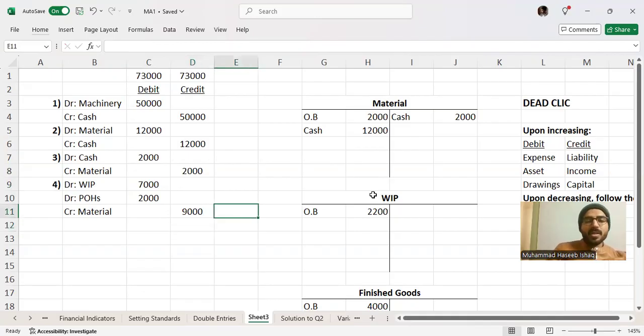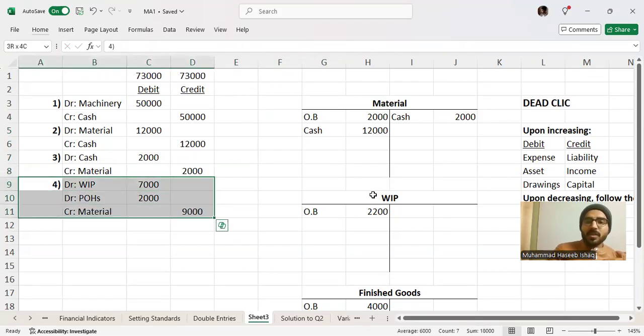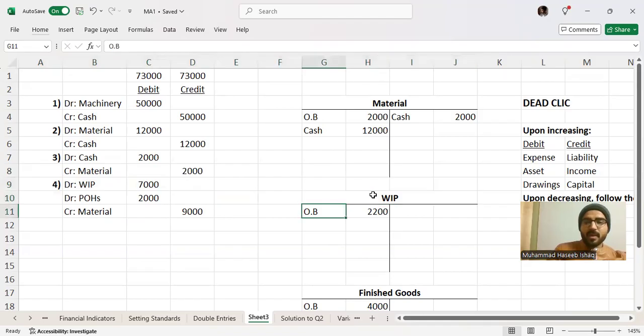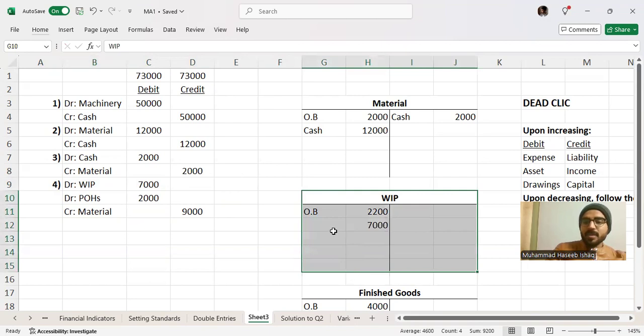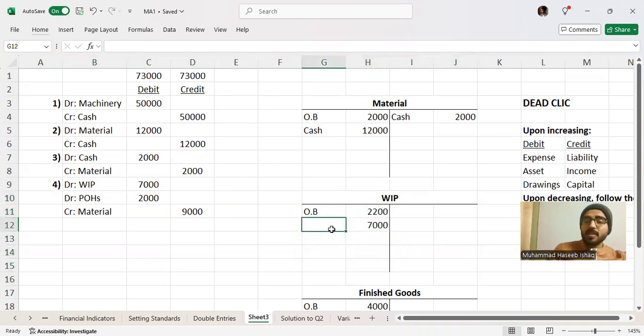Right. So now let's post this transaction to the T accounts. So debit work in progress. Work in progress account is being debited. So obviously we are going to use the debit side or left side of it. So we can just write the amount 7,000. And which name do we have to write here? Production overhead or material? If work in progress account is being debited, then we must write the name of the opposite account that is being credited, right? So which account is being credited? It is material account. So we have to write the name of the material account here.